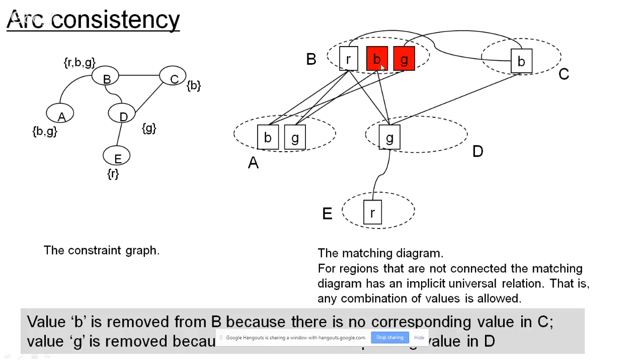Why do we remove blue? We remove blue from B because B is adjacent to C, and C can only get blue essentially. Likewise, we remove green from B because by now D has only green left. So if we color the region B as green, then we can't give a color to D, and so we end up removing that.